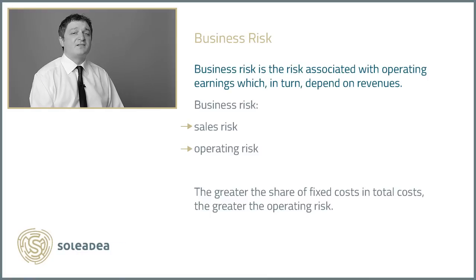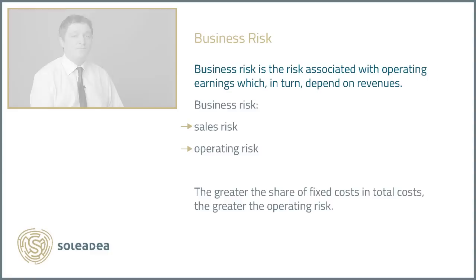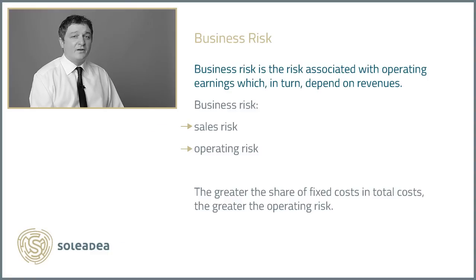Business risk consists of 2 components. The first is sales risk, when the price or quantity of products or services is different than expected. The other component of business risk is operating risk. It depends on the ratio of fixed costs to variable costs. The higher it is, that is, the greater the share of fixed costs in total costs, the greater the operating risk of a company.